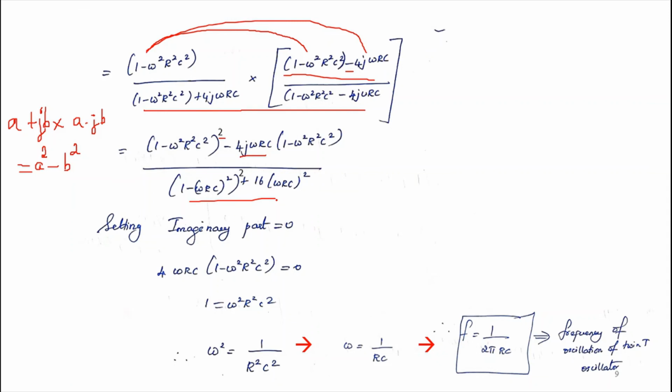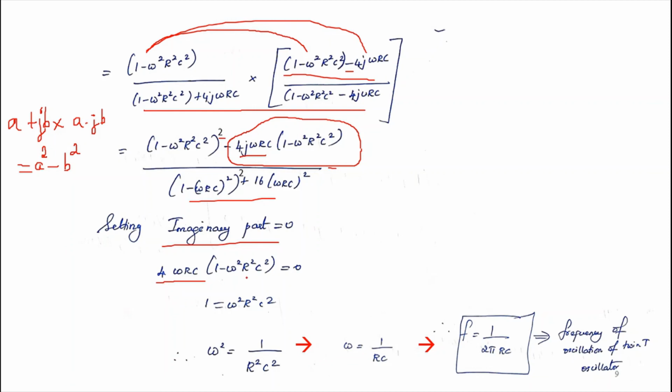And if you want to find the frequency of oscillation, you just have to equate the imaginary part to 0. So my imaginary part equation is this term: 4j omega rc into 1 minus omega squared r squared c squared divided by this entire denominator. Okay. So if I set this value to 0, if I multiply this value with the right hand side, that is 0, this will automatically be 0. So I can neglect the denominator and just write the numerator value. So it is 4 omega rc into 1 minus omega squared r squared c squared is equal to 0.